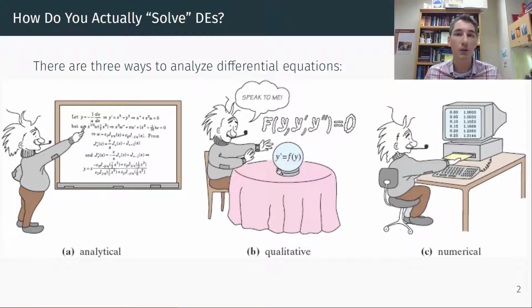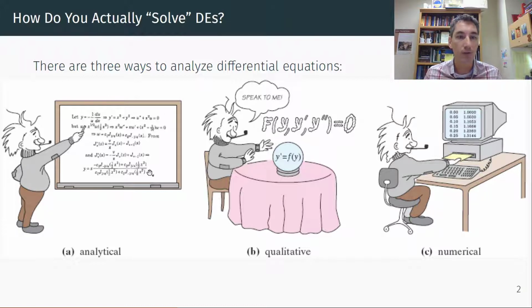Should the solution be increasing or decreasing? Should it be leveling off? Should it go to infinity? Should it go to infinity in finite time? That kind of thing. And then there's, of course, numerical, where we feed the differential equation into a computer and let the computer tell us what the answer is.